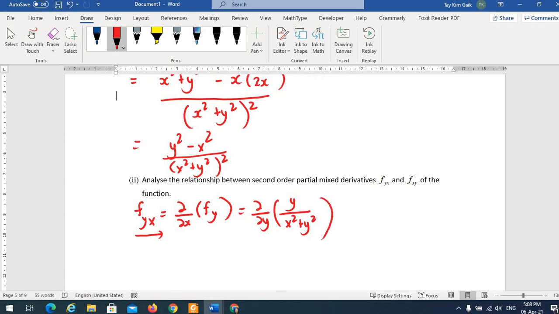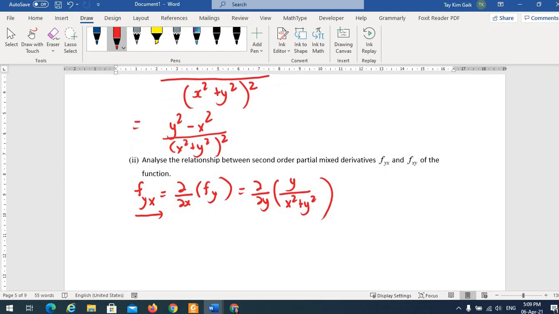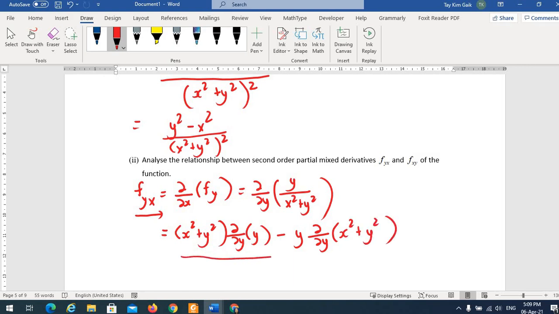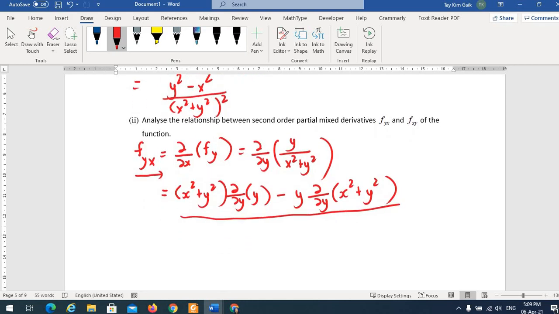Again, here you have to apply the quotient rule. Because the numerator is a function of y and the denominator is also a function of y, you have to apply your quotient rule. Hence, you have v as x squared plus y squared. U is the numerator, so you have del y of y, minus u, which is y, and then del y of v, which is x squared plus y squared, divided by v squared, which is x squared plus y squared, power 2.